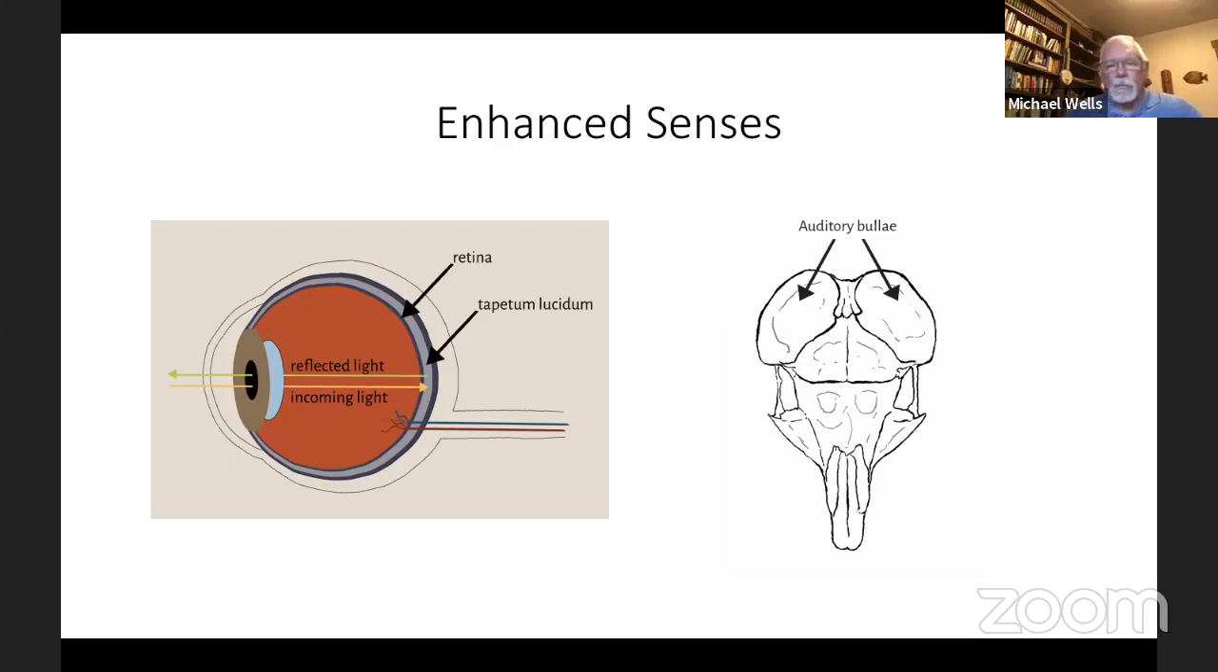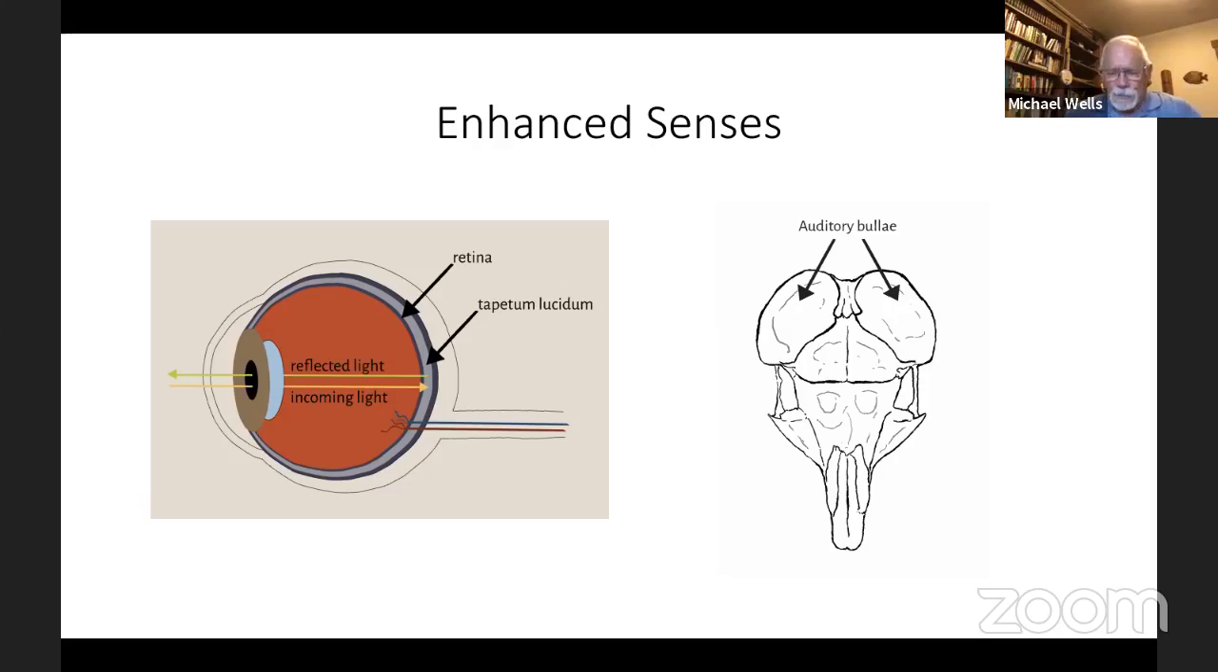Another adaptation that kangaroo rats have are auditory bullae, which are these big hollow cavities within their skull that are right next to the bones in their ears, or their inner ears. And it acts as sort of like an echo chamber that collects sound, but it also allows them to hear in lower frequencies because they're relatively large open areas.